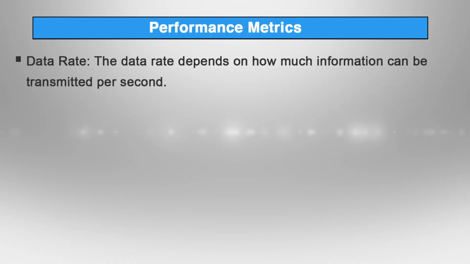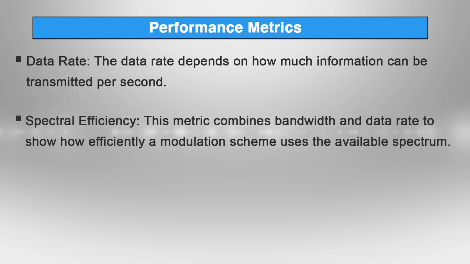QAM, higher order QAM requires a high SNR to achieve reliable data transmission. Increased data rates come at the cost of higher sensitivity to noise. Now, next one, that is spectral efficiency. ASK has a lower spectral efficiency due to its broader bandwidth requirements. It is less efficient compared to modern modulation techniques.